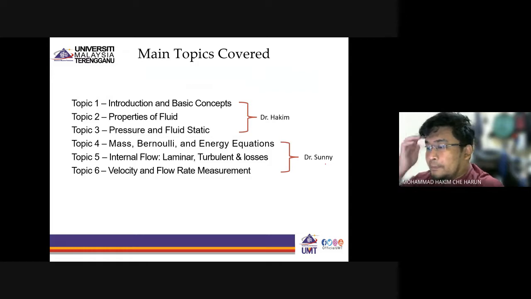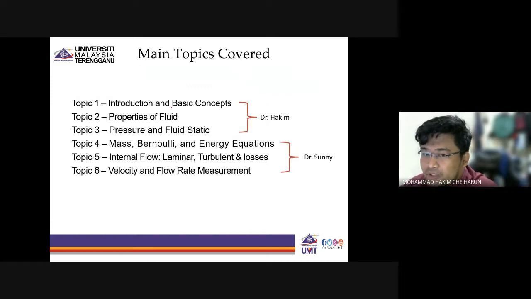This is the structure, basically the topics that are going to be covered in this subject. We have 6 topics in general. I'm going to be teaching the first part, topics 1, 2, and 3, and the second part is going to be taught by Dr. Sani Goh, if you know him. It depends. Some may teach topic 1 for 2 weeks, or topic 4 might be divided into more sections. But basically, these are the main topics going to be covered.